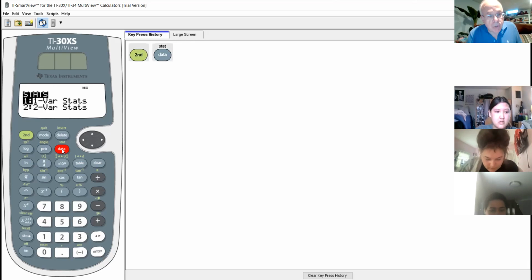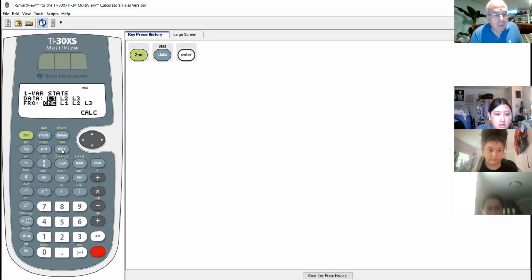And then it's giving you these 2 choices. Now, if you just have one variable, in this case, one set of numbers, then you're going to use one var statistics, one var stats, which means one variable statistics. So just hit enter with that.